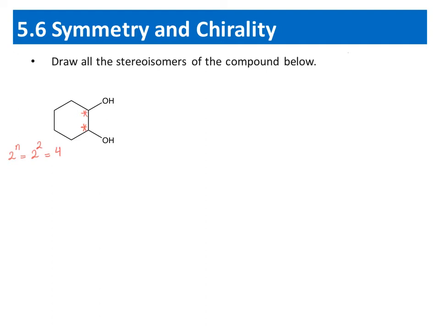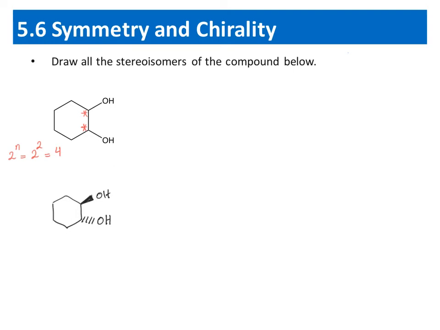Now to draw the first stereoisomer, you can either draw both of these bonds in wedge, or both of them in dash, or one in wedge and the other one in dash. It depends on you. I would like to make one of them in wedge and the other one in dash. So the top one I make in wedge, and the bottom one I make in dash. Now, this is the first stereoisomer.